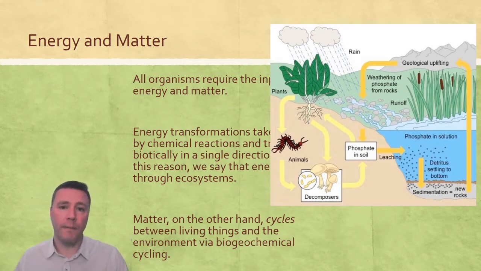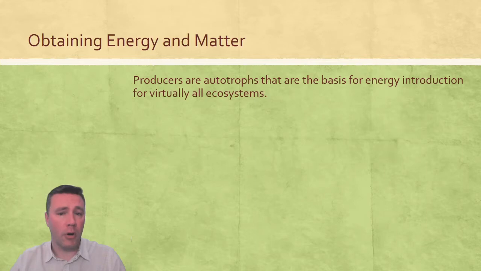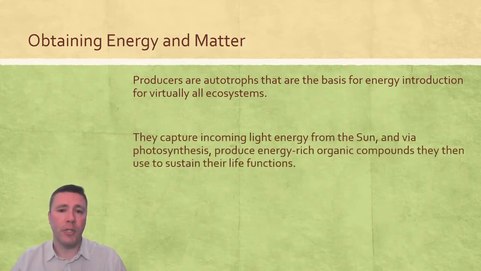The method by which organisms obtain their energy and matter can be broken down into two broad categories. The first one are called producers, or autotrophs. With the exception of a few locations on Earth like deep sea vents, virtually all ecosystems rely on these producers to introduce energy into them. The way in which they do that is via photosynthesis.